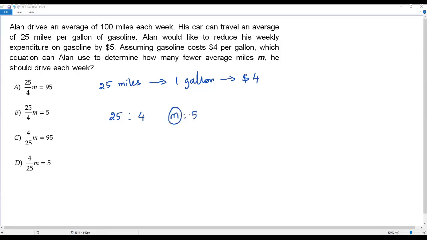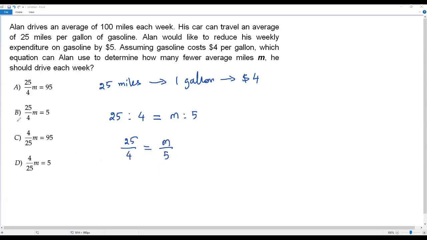So here we have the number of miles, and here we have the money that we need to travel m number of miles. Both the ratios represent the same stuff: the number of miles and the amount of money in dollars. Since both the ratios represent the same stuff, we can equate them. Here we can write each ratio as a fraction. Then I'm getting 25 over 4 equals m over 5.